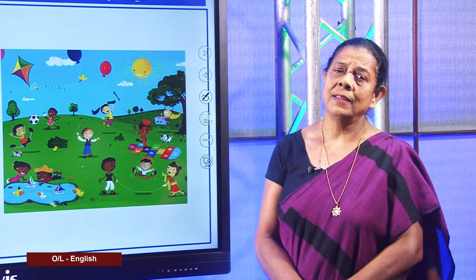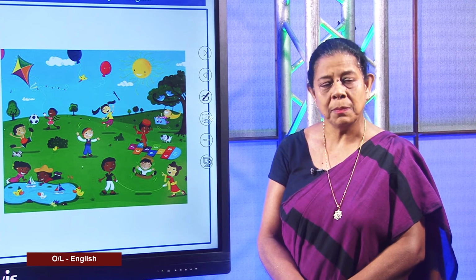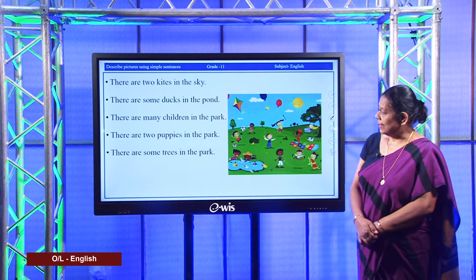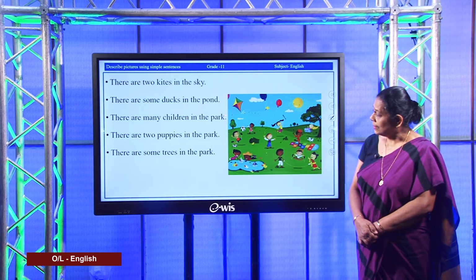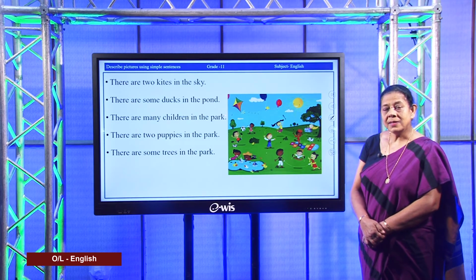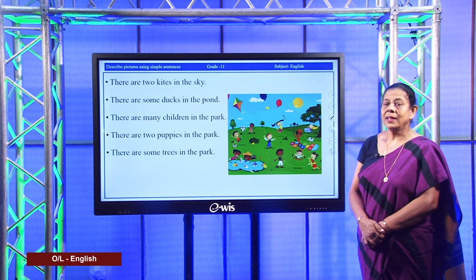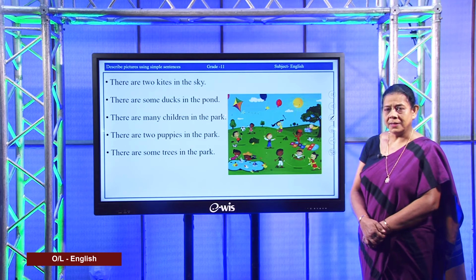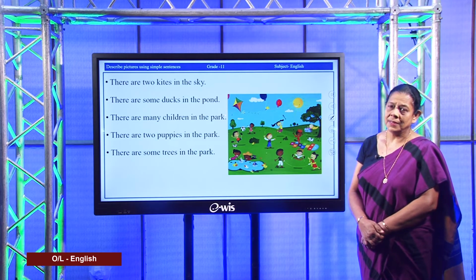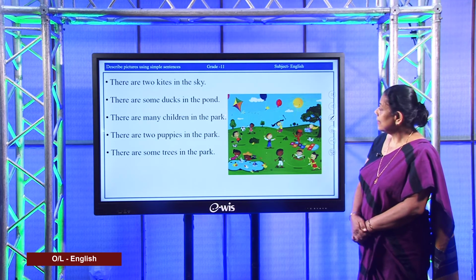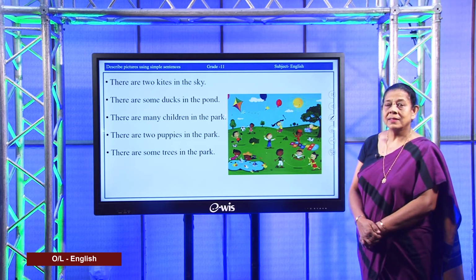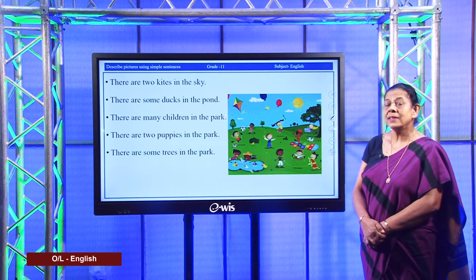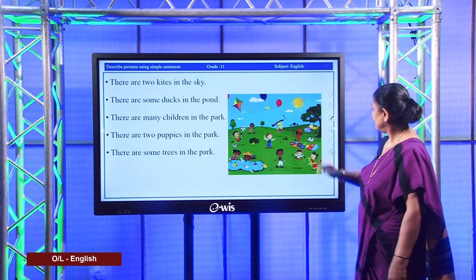Or if you can count the number of the trees in the picture, you can put the number. There are some trees in the picture. There are many trees in the picture. Or if you can count the number and write, there are 5 trees in the picture. There are 2 trees in the picture. But in this picture, we can see many trees. So there are some trees in the picture, or there are many trees in the picture.